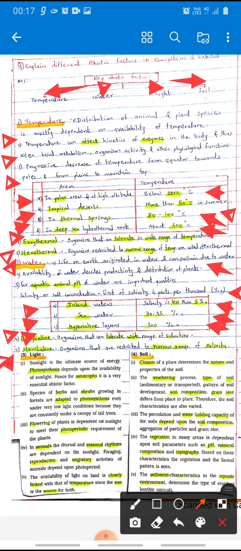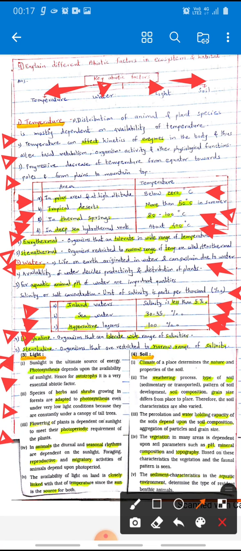The next factor is light. Sunlight is the source of energy and photosynthesis depends upon sunlight. So it is an essential abiotic factor for autotrophs. Species of herbs and shrubs growing in forests are adapted to photosynthesis even under low light because they are constantly under the canopy of tall trees. They are present under tall trees.